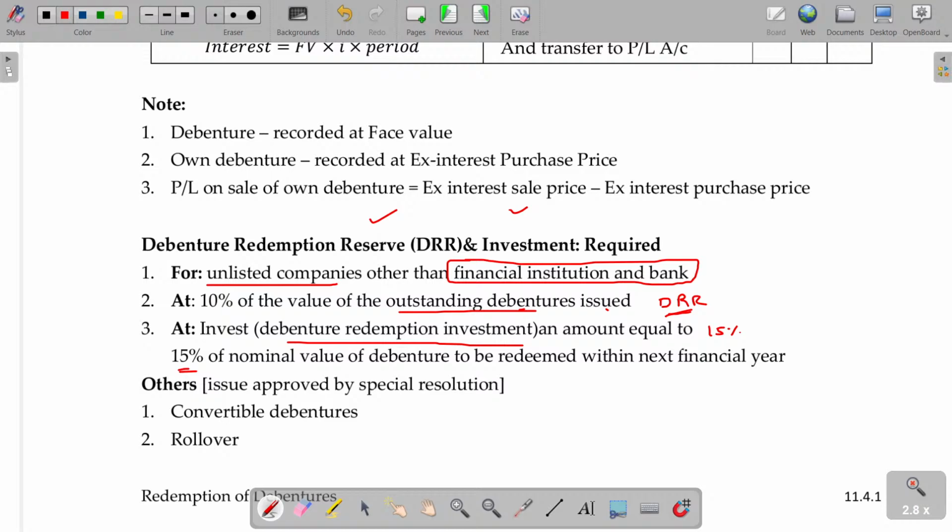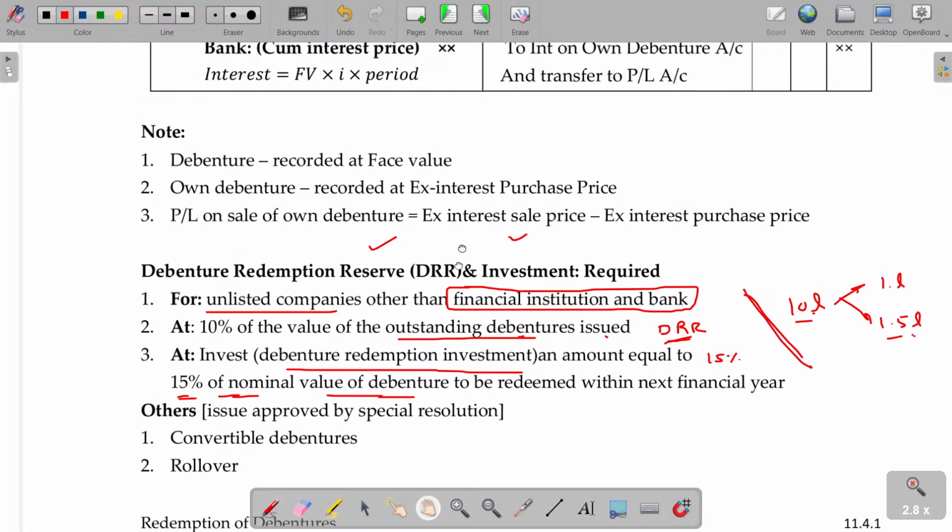Whatever the debenture issued, if you issue 10 lakhs, DRR should be 1 lakh. And invest in debenture redemption investment an amount equal to 15% of the nominal value of the debenture. If it is 10 lakhs, your DRR should be invested in DRRI, debenture redemption reserve investment, being 1.5 lakhs. This is the only aspect you have to cover. Rest will be very easy.